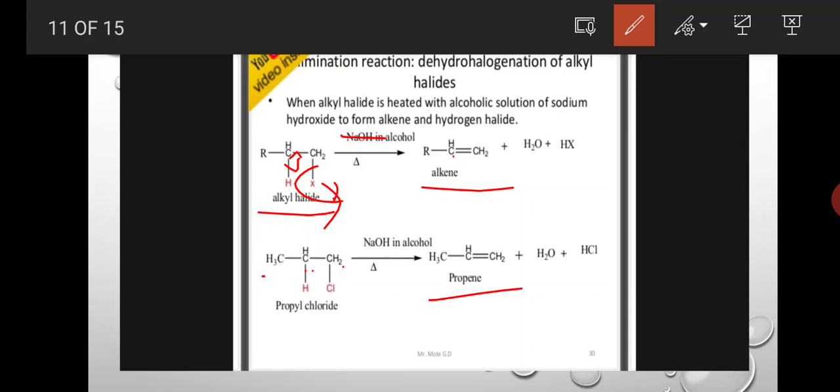Okay, here hydrogen is eliminated and chlorine is eliminated, but here hydrogen gives electrons to these two carbons, so a double bond is formed and chlorine comes outside as a Cl minus ion. So here a double bond is formed between these two carbons. So CH3CH=CH2, propene, is formed plus H2O plus HCl.